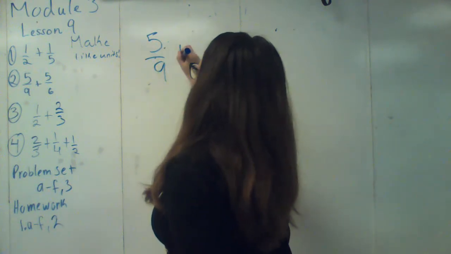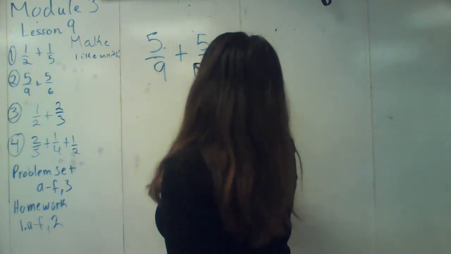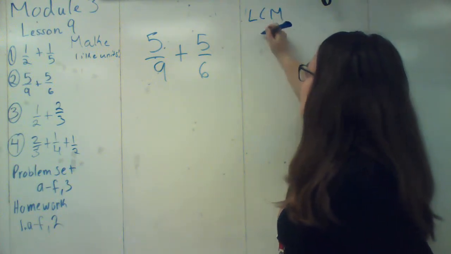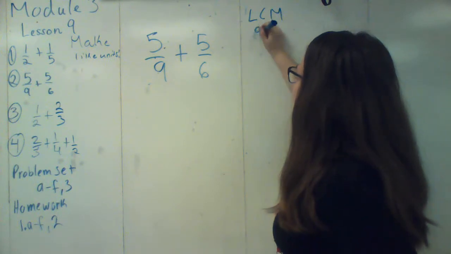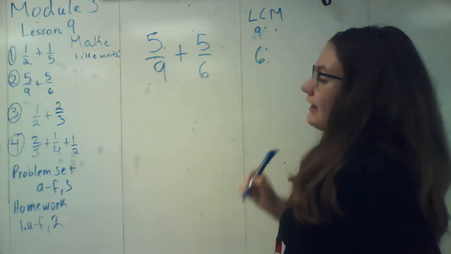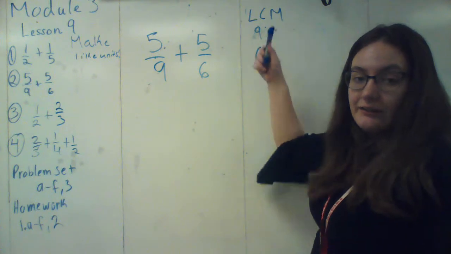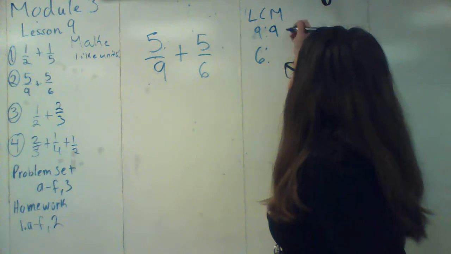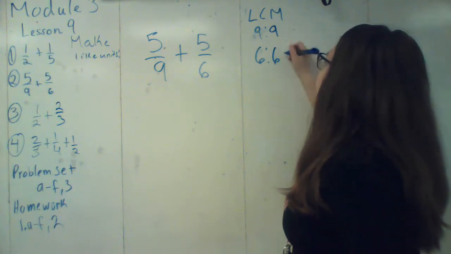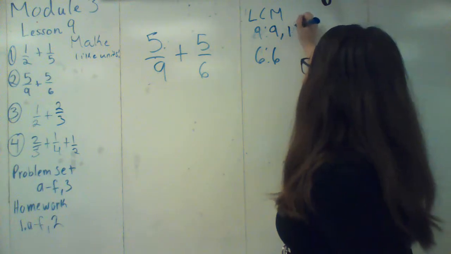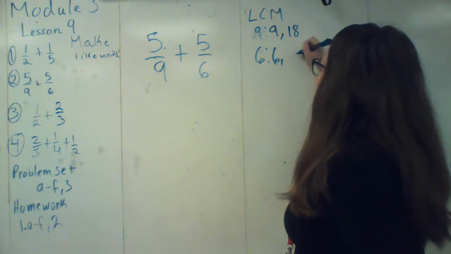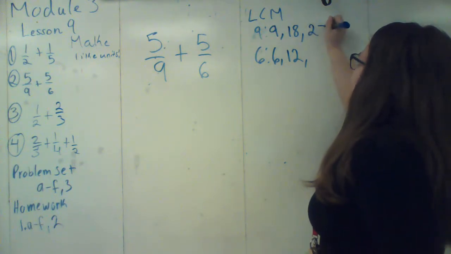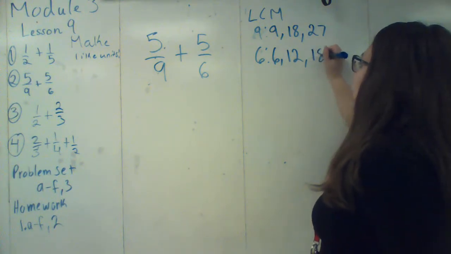So now I have 5/9 plus 5/6. And again, I have to find the least common multiple between these two numbers. So I always start with my denominators. So I have 9 and 6, and again, I'm going to go back and forth until I find a common factor. So 9 times 1 is 9, and 6 times 1 is 6. 9 times 2 is 18, and 6 times 2 is 12. 9 times 3 is 27, but 6 times 3 is 18.